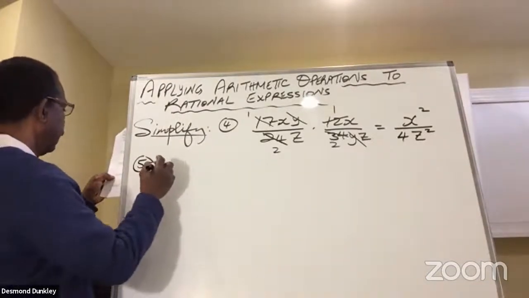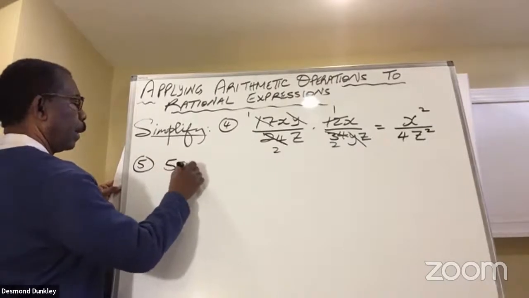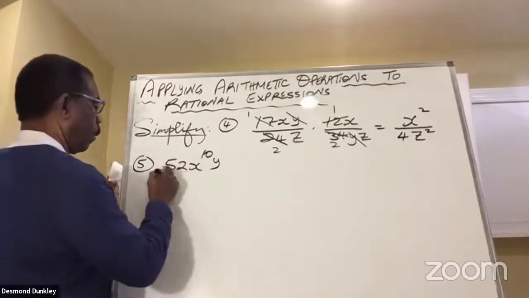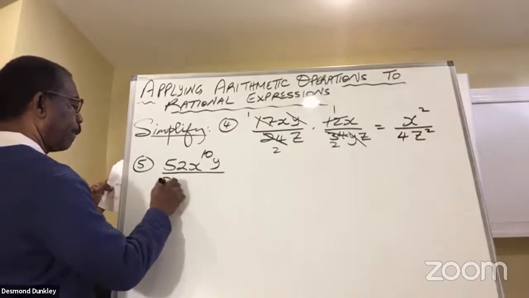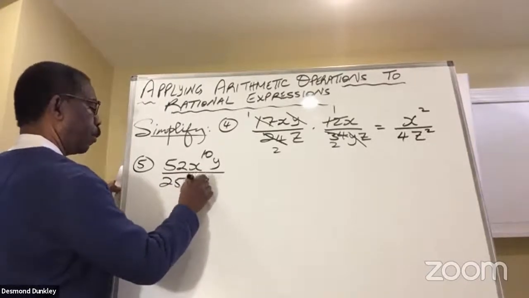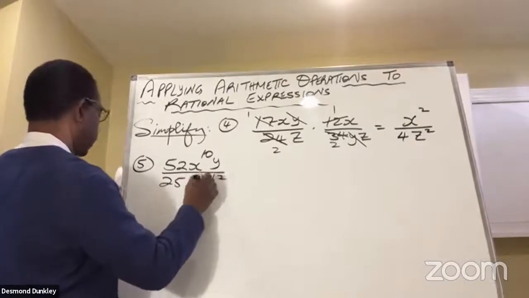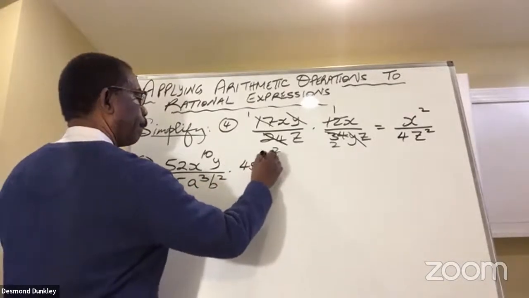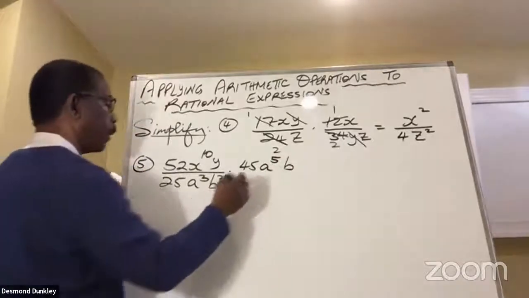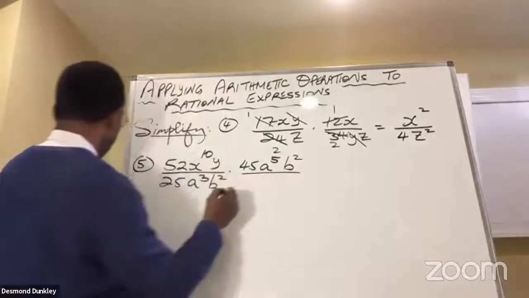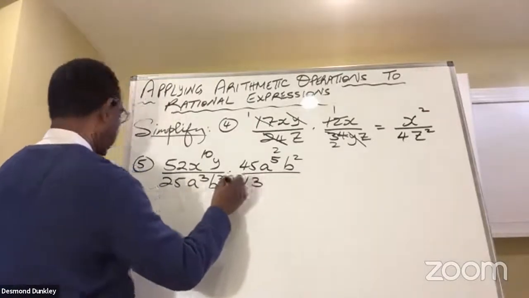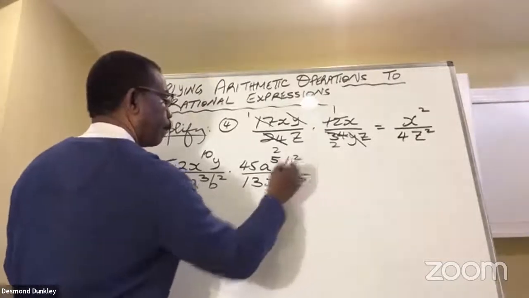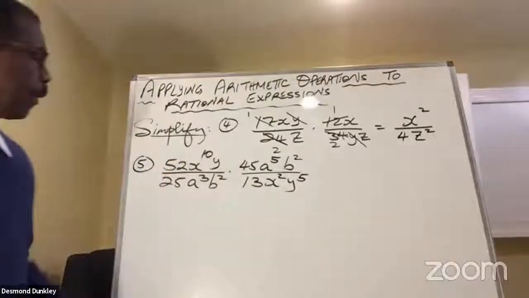This one says 52x to the 10th y over 25a cubed b squared times 45a to the 5th b squared over 13x squared y to the 5th. Okay, so we're multiplying.